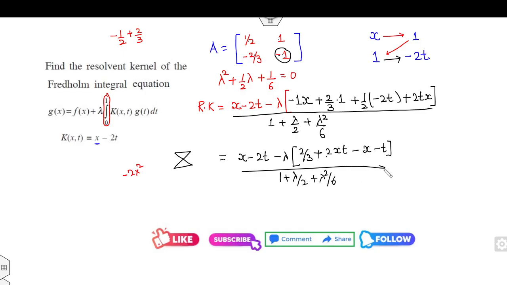Why am I making you do this? Make sure, once we open the CSIR-NET, GATE and the other years' papers, they have asked you to find the resolvent kernel.